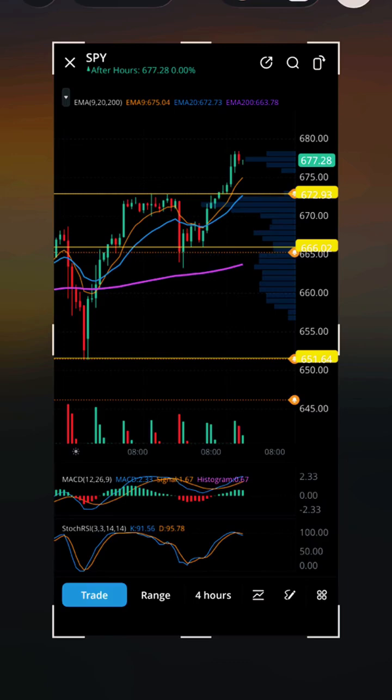So everything on this chart, every candle, every line, every color tells a story. The candles show you who's winning. The EMAs show you the trend direction. The volume shows conviction. The indicators show momentum strength. Support and resistance show opportunity. So when all those line up, that's when you strike.